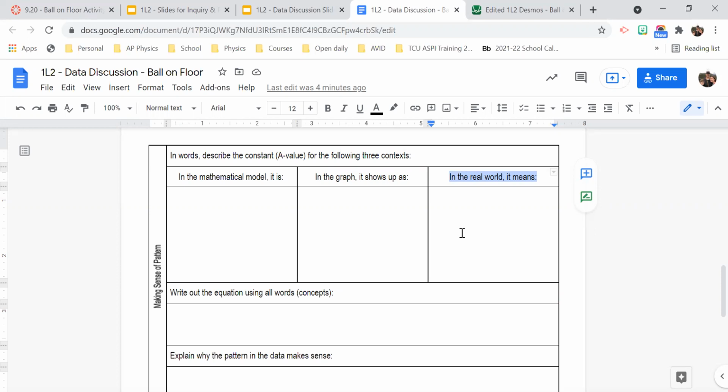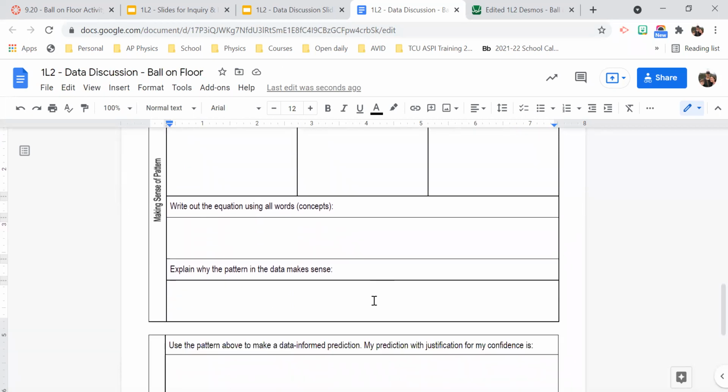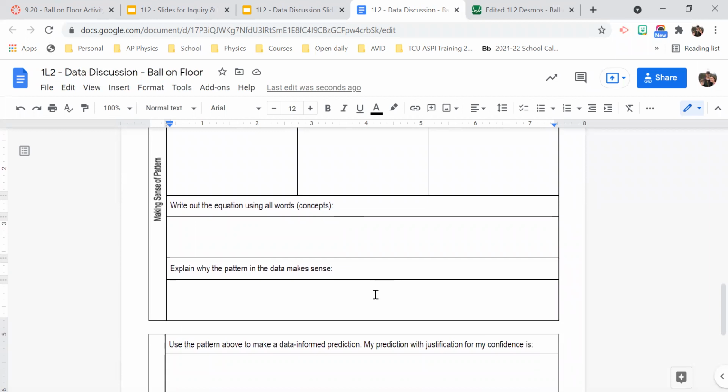All right, when you got that done, now you are going to take a moment to write out the equation using all words or concepts. So up here, you are going to write down that D equals whatever your A value was times T. So now down below, you're writing out what that means, pulling in the information from the previous boxes. When you have that done, you can move on to explain the pattern.